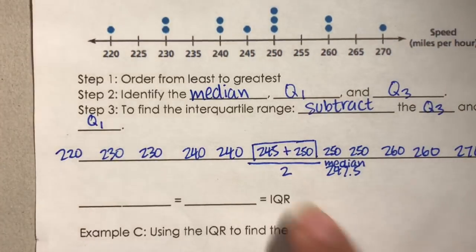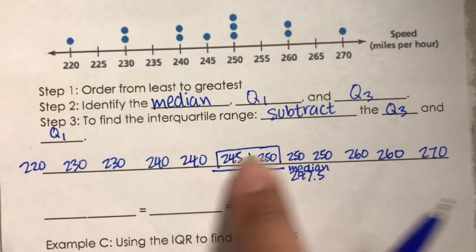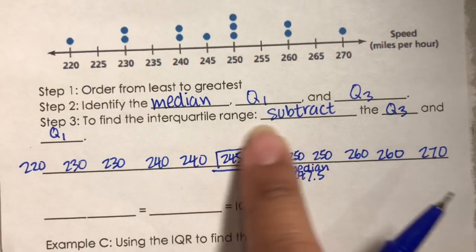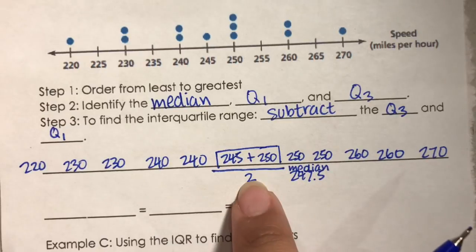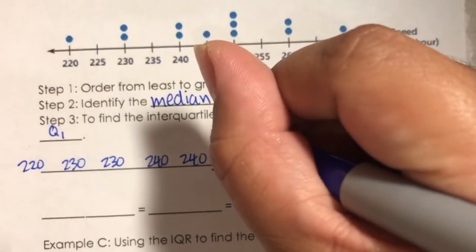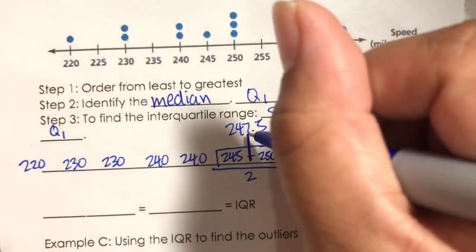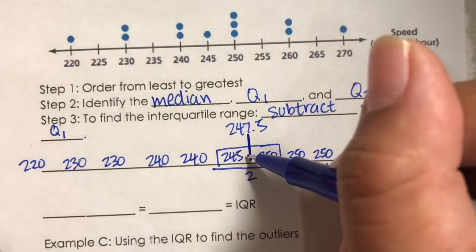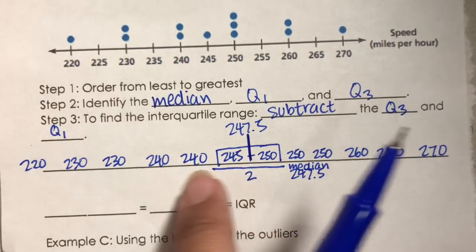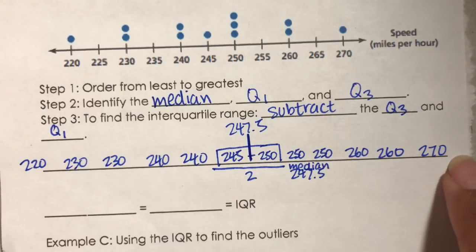So, okay, let's rewind. The reason why we are starting from here and not from here is because we had to add these two together and divide by 2. So technically the median is in the middle here. So the median is 247.5. So technically the lower half of our data starts from down here. So 245 is still part of the lower half, and 250 is part of the upper half.